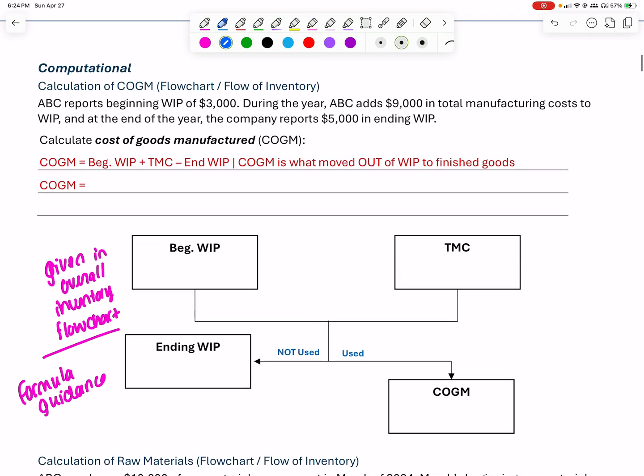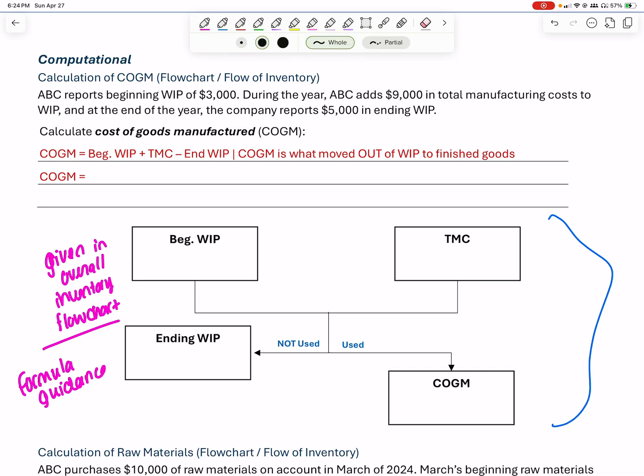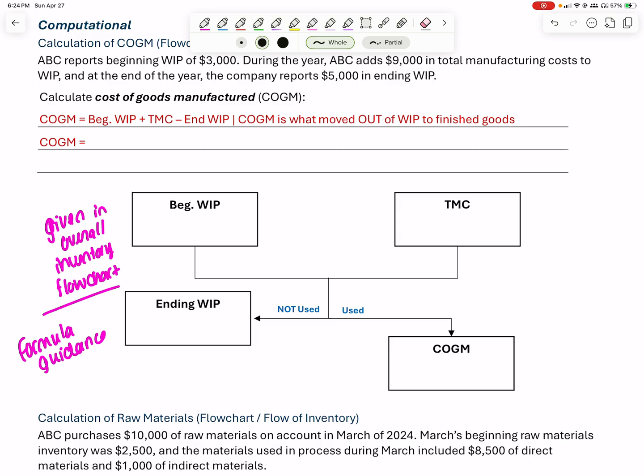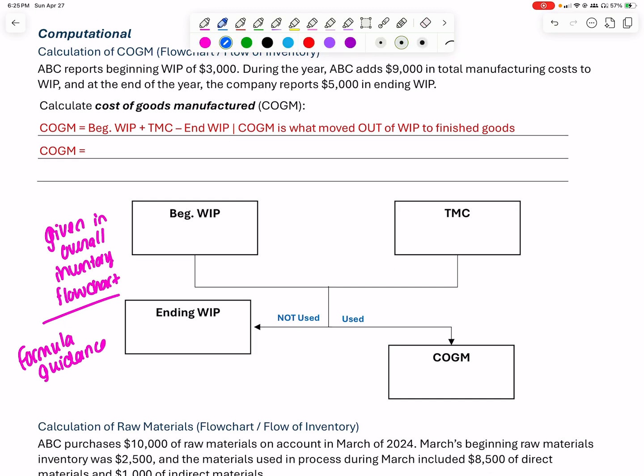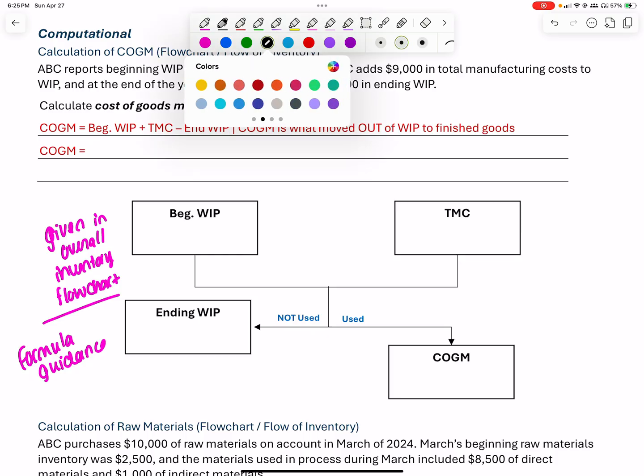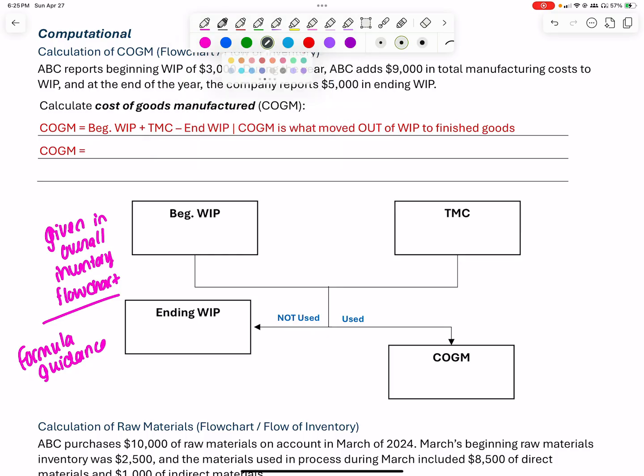Here it says ABC reports. This is just a snippet. This is not the entire flowchart. I've just got the snippet that's relevant to this particular question here. I'm going to write the things that I'm given, that are provided in the formula or in the problem info, in this gray color. I've got beginning work in process of 3,000.